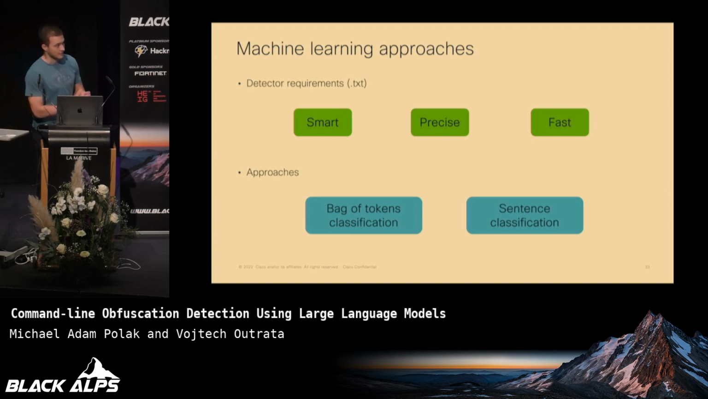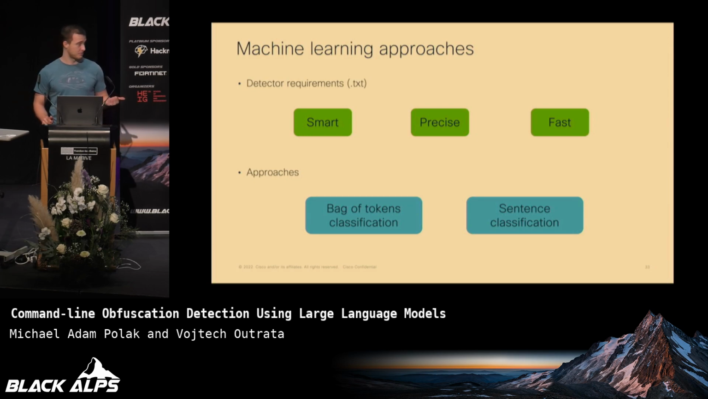So, hi everybody, and I'm here to talk about approaches that you could take from a machine learning perspective. And so let's first define what we actually want from the detector, so how it's supposed to behave. We have three main requirements for a detector: it needs to be smart, it needs to be precise, and it needs to be very, very fast. So let's dig into it a bit deeper.